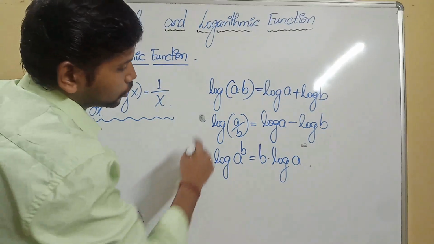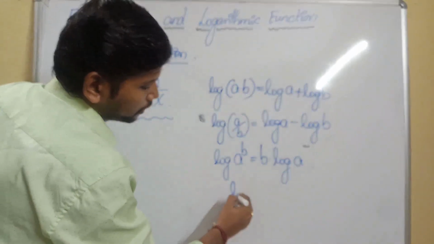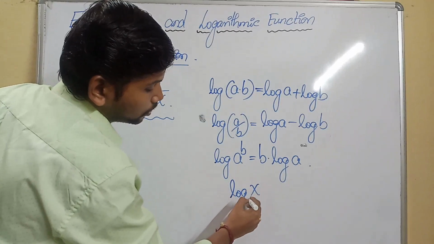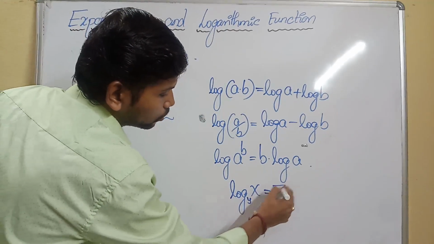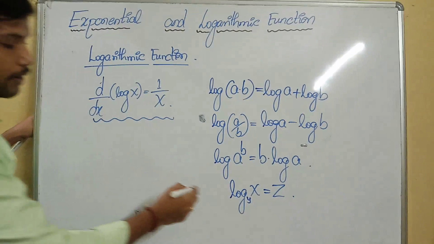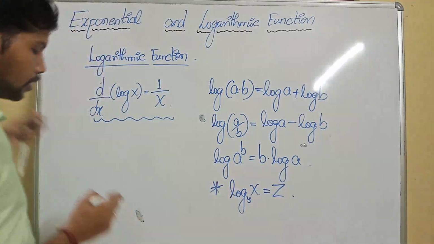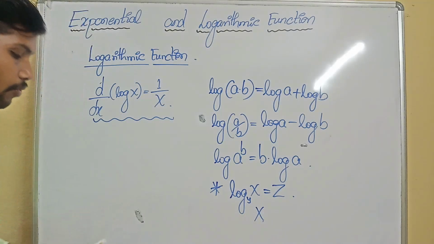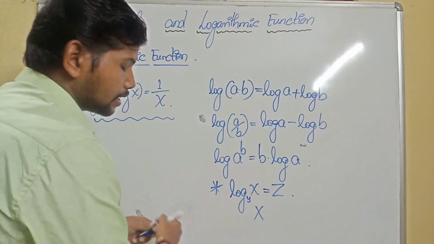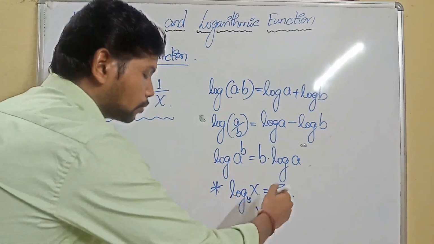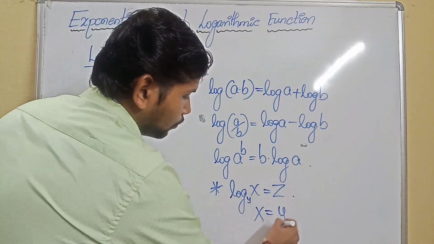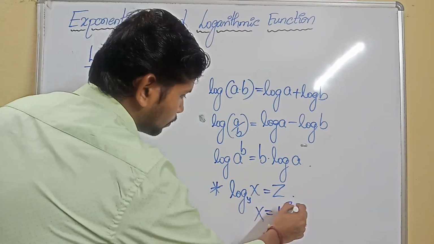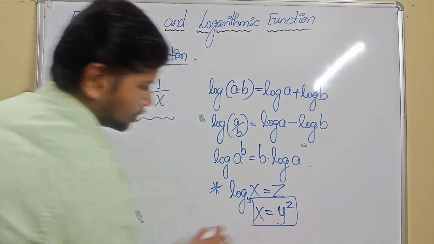Then the next one will be log of x to the base y is equal to z. How do I need to modify this one? Let x be on the left hand side only, y will go on the right hand side. y is the base of the log, it will go on the right hand side as the base of z. z will become the power. We can write like this.